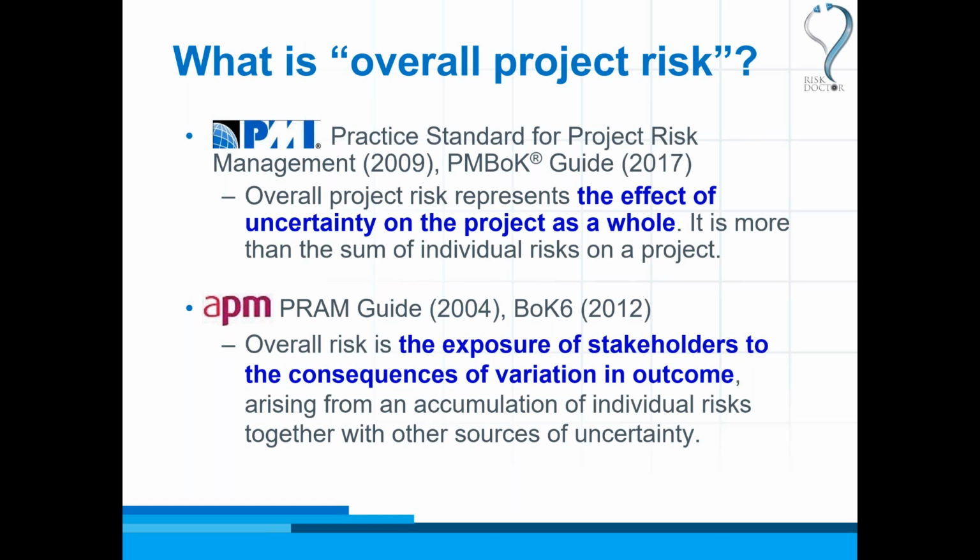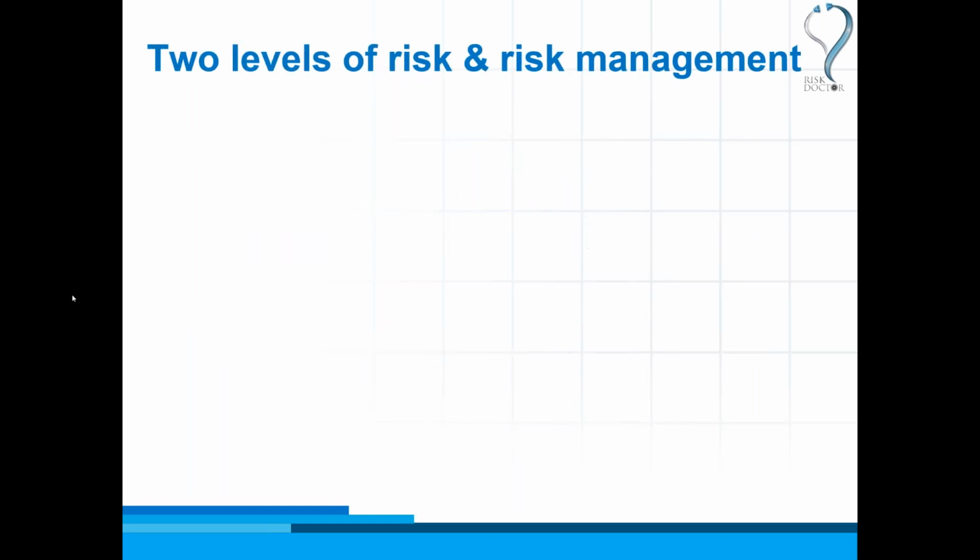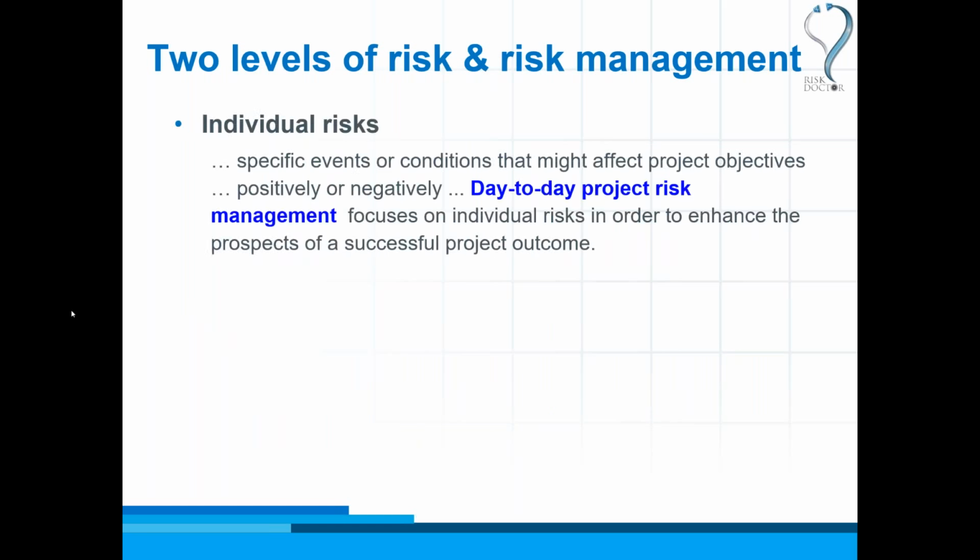Overall, we want to find out how uncertainty can affect the whole project and what the variation in possible outcomes of the project is. So this is quite different from individual risks, which leads us to two levels of risk, individual risks and overall project risk, and then two levels of risk management. So individual risks are specific events or conditions that could affect our project objectives. There are opportunities as well as threats, because those individual risks could affect us positively or negatively. And routine, regular project risk management focuses on this type of risk, on the individual risks, in order to enhance the prospects of a successful project outcome.